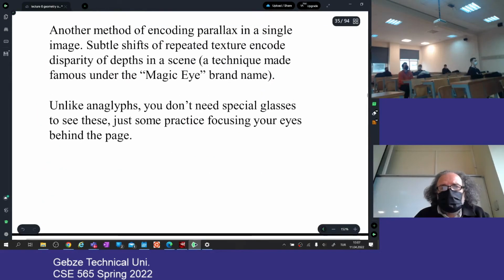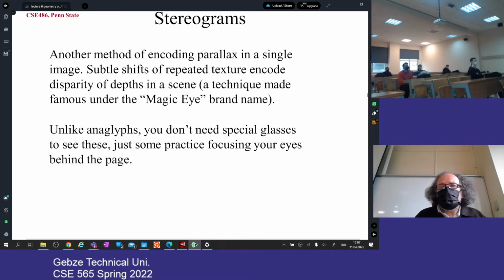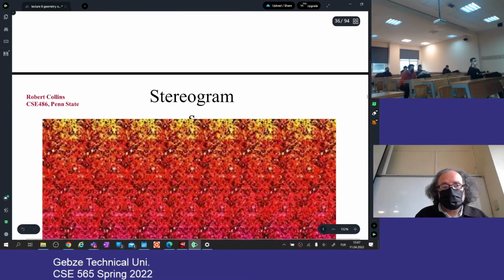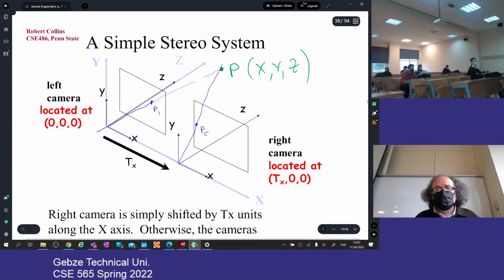So it is done by small shifts of repeated texture to encode the disparity. For this one you don't need the glasses. It's just a physical, optical illusion, but you see a 3-dimensional shape out of that one, and that's called stereograms. Okay, so let's move on.